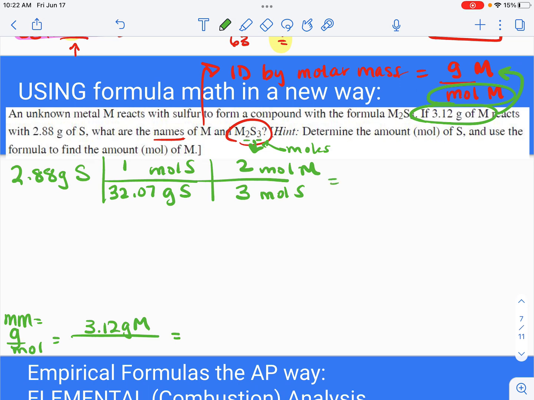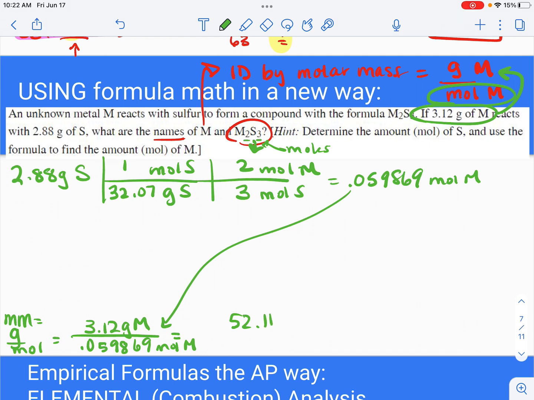And now, when I'm all done, I'm going to get the moles of M that went with the sulfur, and that's equal to the 3.12 grams. So I need the grams and the moles that match each other. So when I do this math, I got 0.059869. I'm not going to round to sig figs here. I'm just going to carry that number down here, 0.059869 moles of M, remember, and when I do that math, I get 52.11 grams per mole of M.